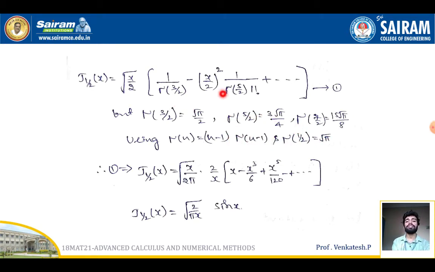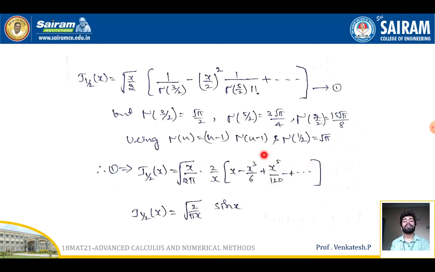If I replace all these values in this equation, I'll get J_{1/2}(x) is equal to square root of x by 2 pi into 2 by x minus x cube by 6 plus x power 5 by 120. After replacing all these values in the equation, take the common factor 1 by root pi, and also multiply with 2 by x in the complete equation. So I got this equation: x minus x cube by 6. Here I am multiplying and dividing with 2 by x, multiplying 2 by x inside and x by 2 outside the bracket. I'll get the equation like x by 2 by x into (x minus x cube by 6 plus x power 5 by 120) and so on.